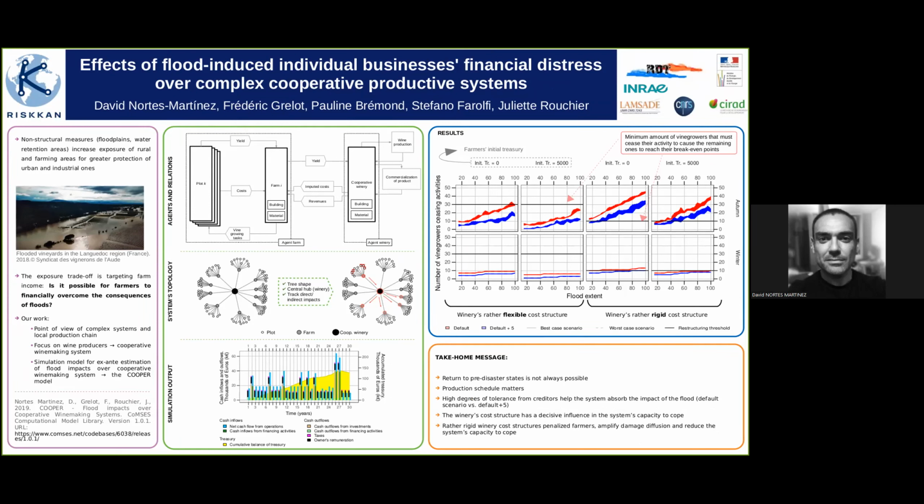Using it as a virtual laboratory, we are able to evaluate how different flood events affect the network and the cash flow of the farmers. Throughout our simulations, we find that factors such as the initial treasury of farmers or the flexibility of creditors influence the capacity of farmers to cope with the impacts of floods, as we can intuitively think. More interestingly, though, we also find that cooperative wineries may reduce or amplify the impacts of floods over the farmers through the cost revenue sharing rule and the rigidity of their cost structure.